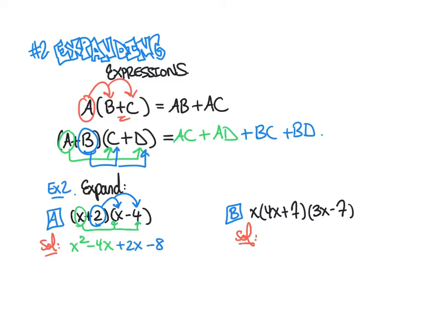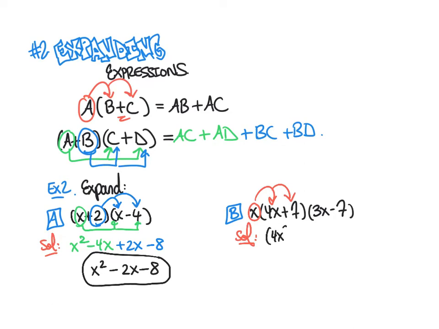Okay, we'll combine like terms. We end up with x squared minus 2x minus 8. And that would be the expansion of this binomial. In the second one here, we actually have two steps we have to do. So first I'm going to take the x and distribute it into this first term. And we'll end up with 4x squared plus 7x. So that's the first step.